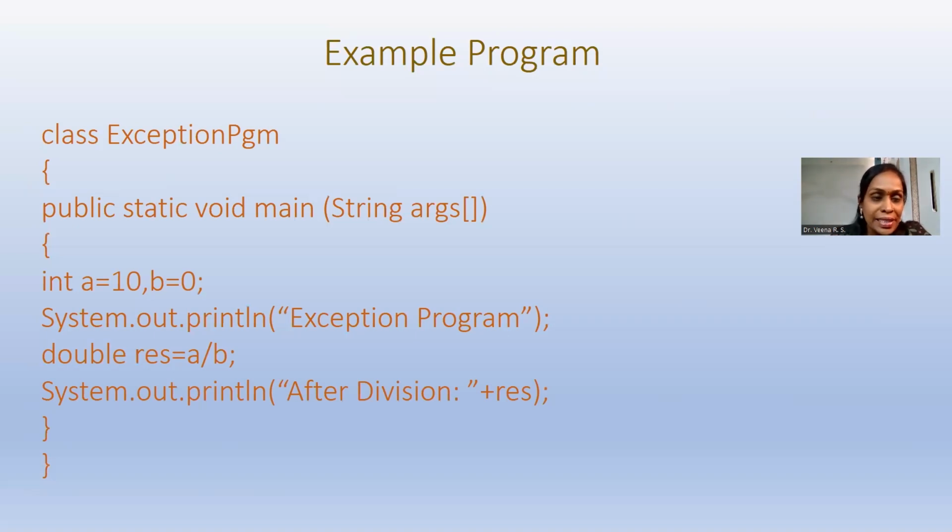We can see in this example that the value of A is 10 and the value of B is 0, and I am trying to divide 10 by 0 and put it in a variable, res, the result. After division, it should display the result value with a message "after division". This program is going to divide 10 by 0, and I have not handled it. If you execute this program, you will see that the exception will occur and the runtime system will handle the given situation. Before going ahead, I will show you the output of this program.